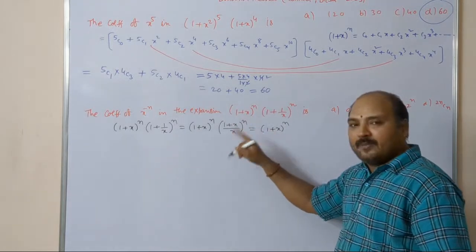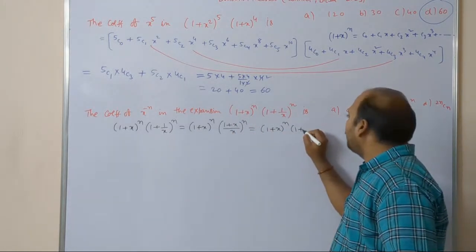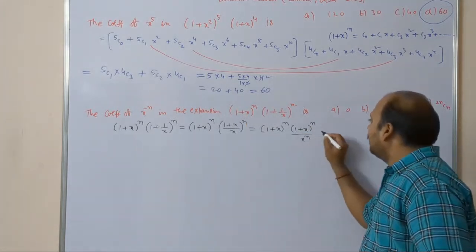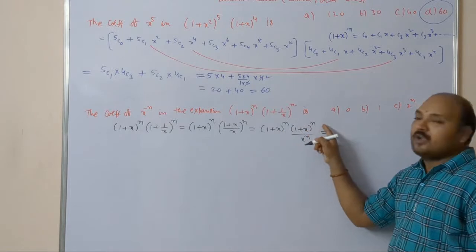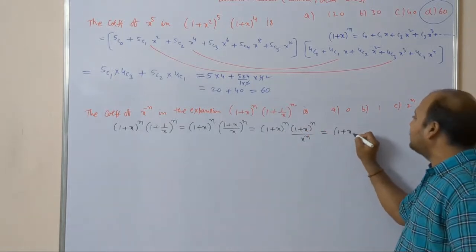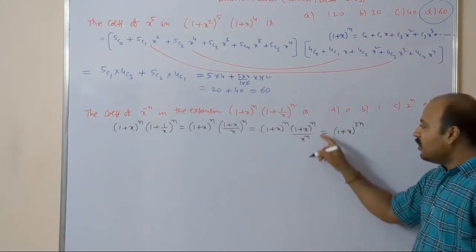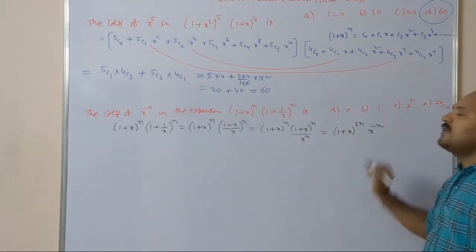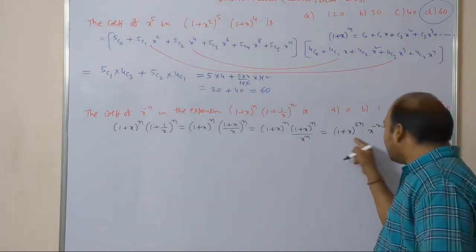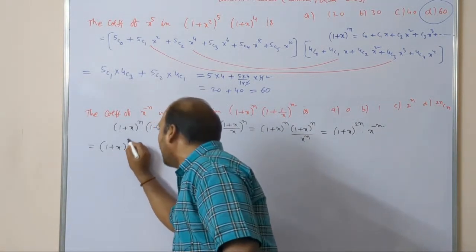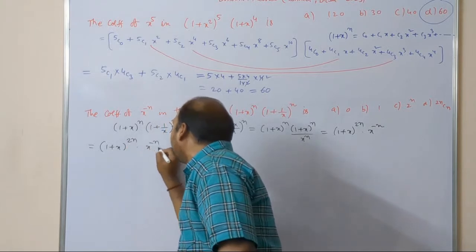(a by b) whole power m means a power m by b power m. So (1 plus x) whole power n, and 1 by x power n is there. So (1 plus x) whole power n whole power, so (1 plus x) whole power 2n will come. Base or equal both should be added. 1 by x power n is x power minus n. So this complete expansion is equal to (1 plus x) whole power 2n into x power minus n.